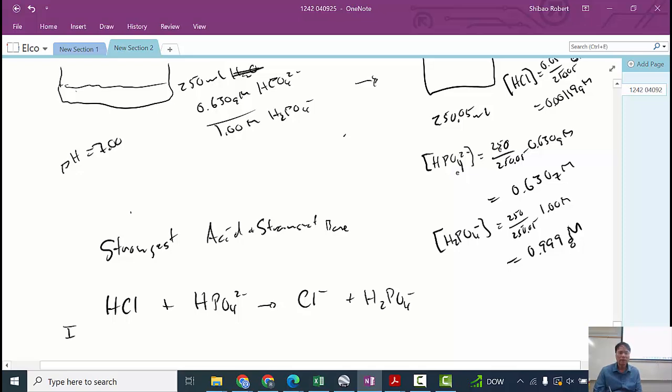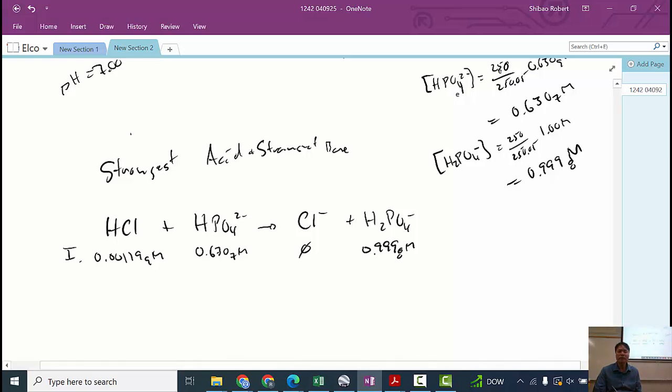All right, then we're going to plug in our initials. The initial HCl after dilution is 0.001199. The initial concentration of monohydrogen phosphate is 0.6307. Chloride is 0. But we have the other product, dihydrogen phosphate, which is 0.9998 molar.